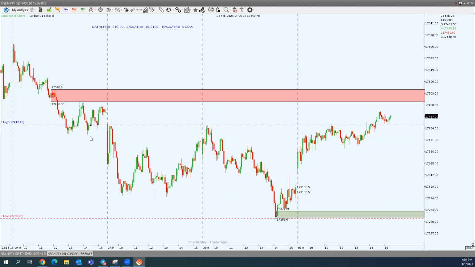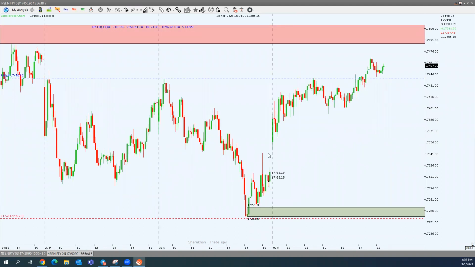Hi everyone. I just want to quickly show you how the levels we marked early in the morning worked, and what will be the fresh levels for Nifty and Bank Nifty for tomorrow. So right now you are seeing the Nifty 5-minute chart on my screen.